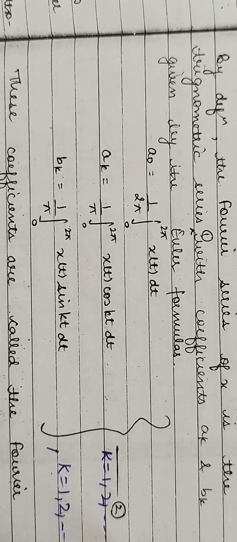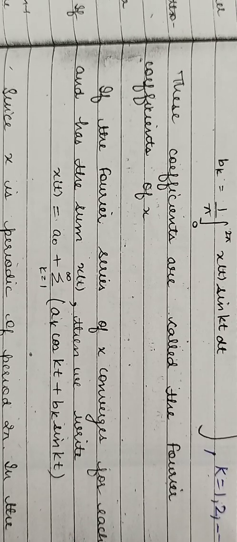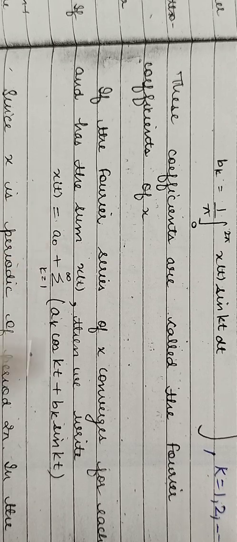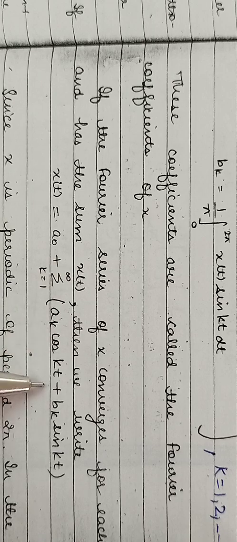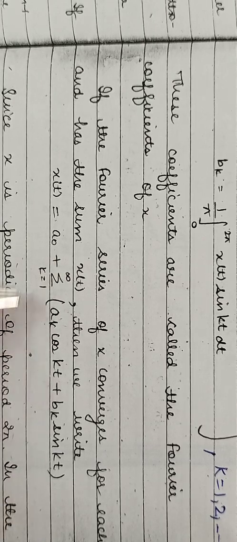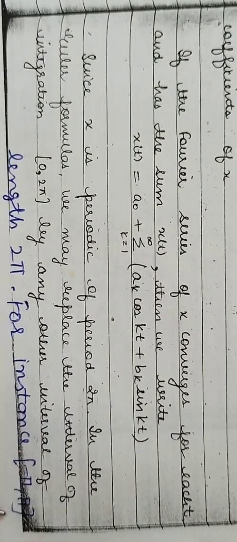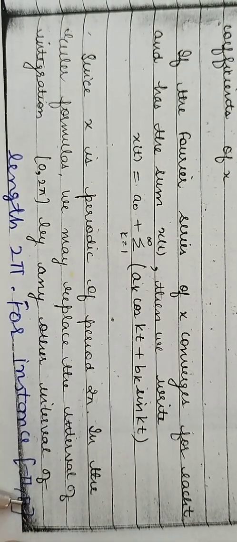Here, the Fourier series converges for each t and it has the sum given in the form a naught plus summation k varies from 1 to infinity ak cos kt plus bk sin kt. Because the function x is a periodic function, we can replace the interval of integration from 0 to 2 pi by any interval which has the length 2 pi. For example, you can use the interval minus pi to pi also. So we can take any interval which has the length 2 pi.